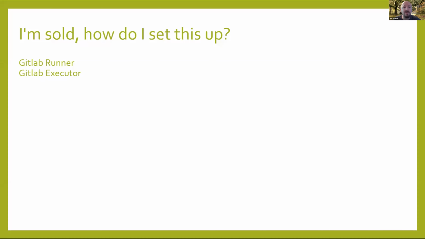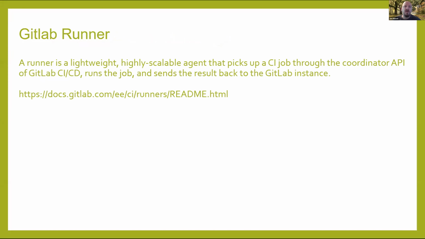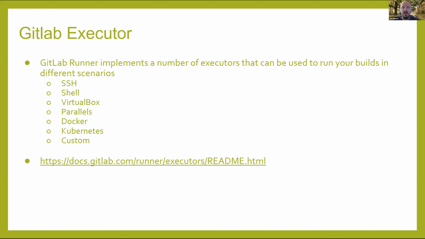So hopefully everyone's like, oh, this is super cool, and it looks super easy, since this is for dummies. So how do I set this up? You just need two things: a GitLab Runner and a GitLab Executor, and you might want more of those as well. A GitLab Runner is, and I stole this completely from the README, a lightweight, highly scalable agent that picks up CI jobs and, through coordination of GitLab CI, runs the job and sends the result back to the GitLab instance. And then you have the executor, and that's actually what's running the job.